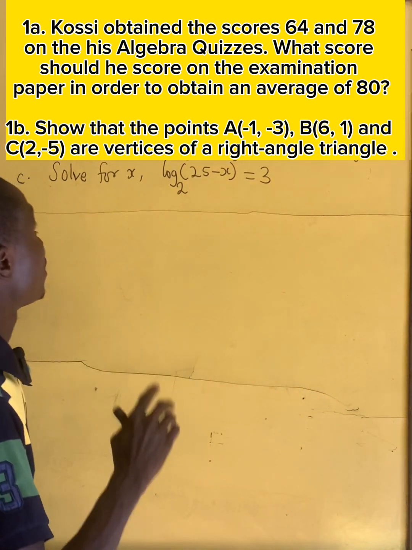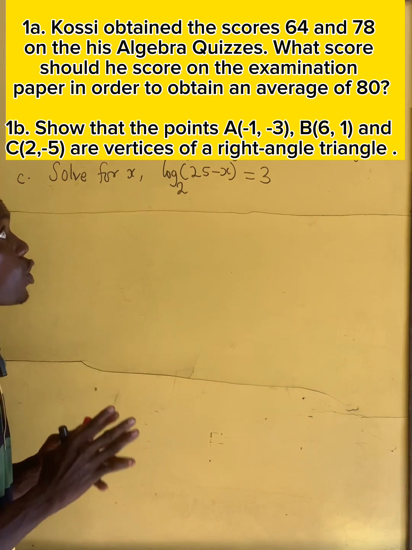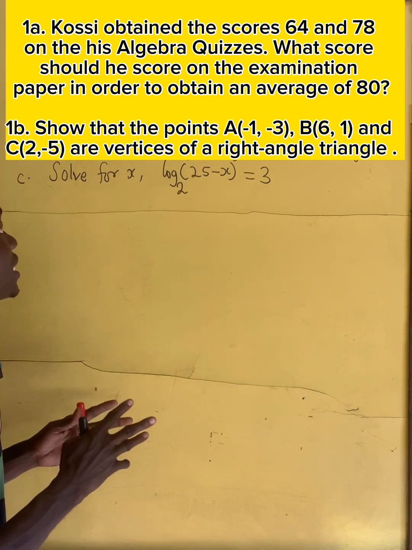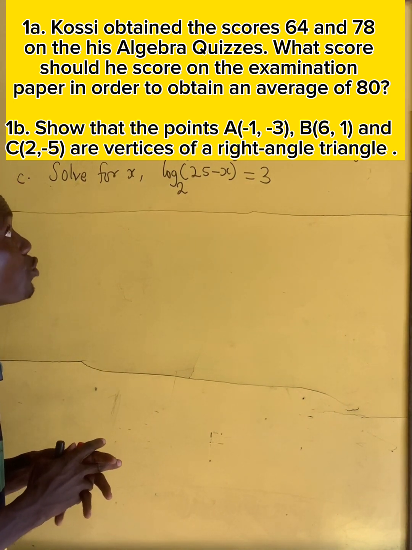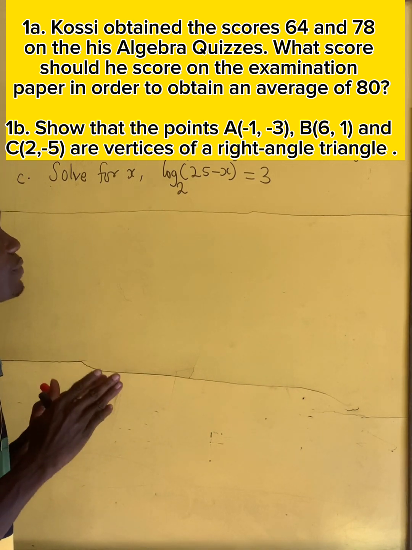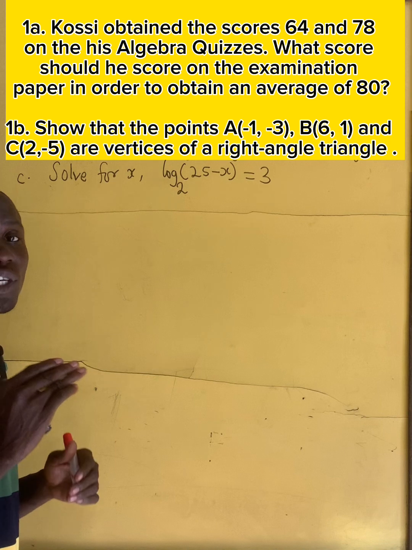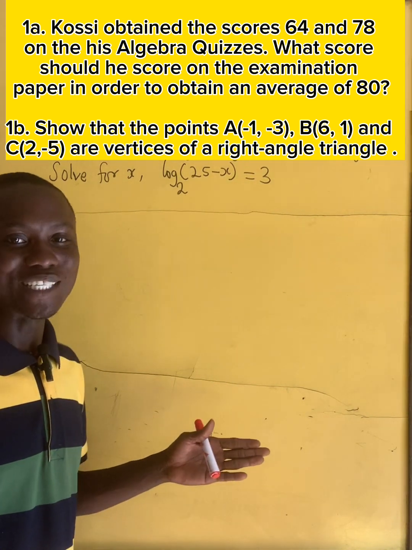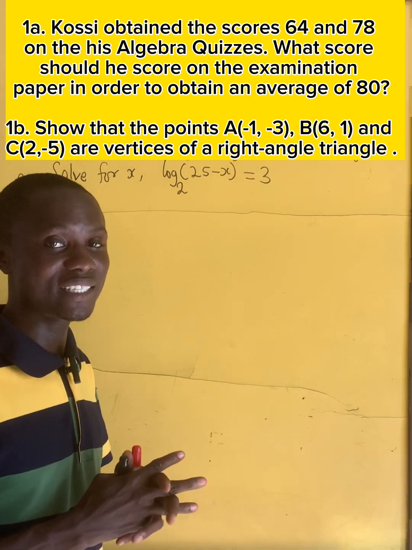Now the first one: Kossi obtained the scores 64 and 78 on his algebra quizzes. What score should he score on the examination paper in order to obtain an average of 80? How do we do this in a very simple way? Join me as we go through this step by step.